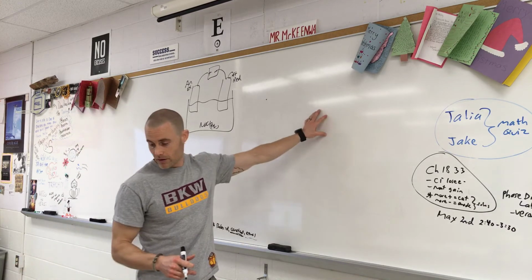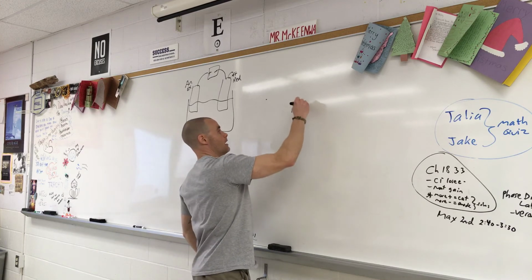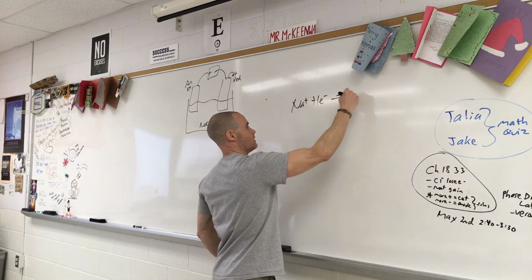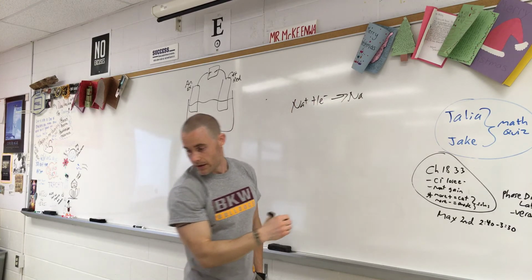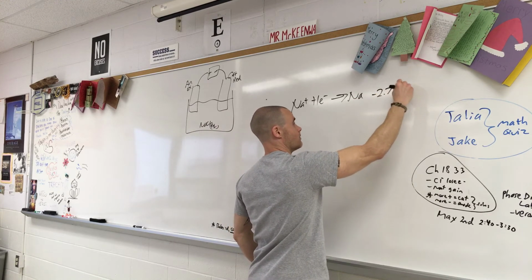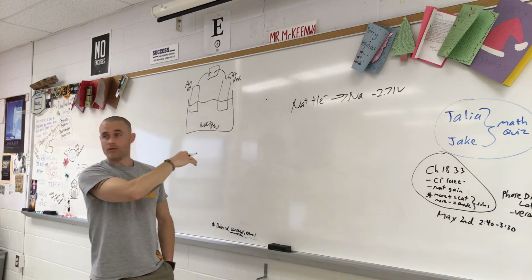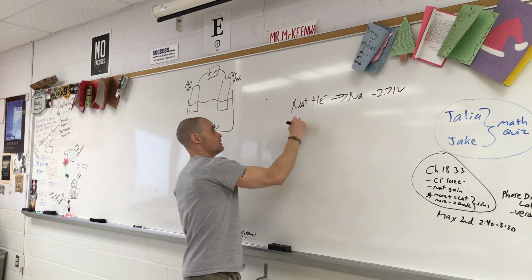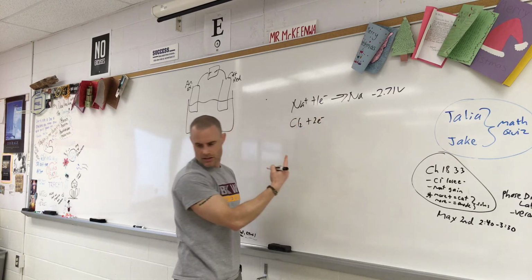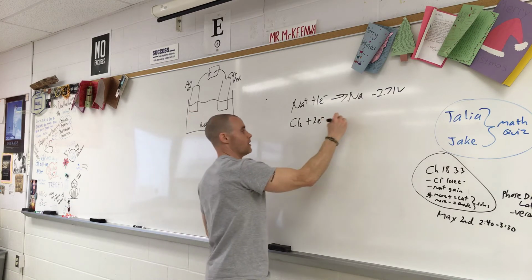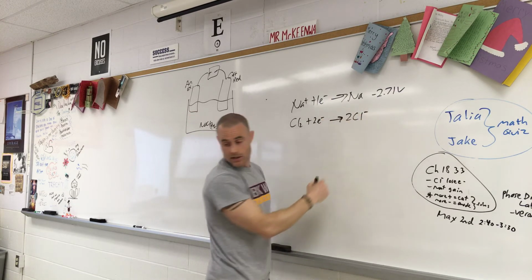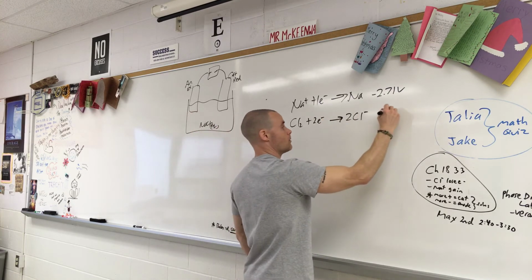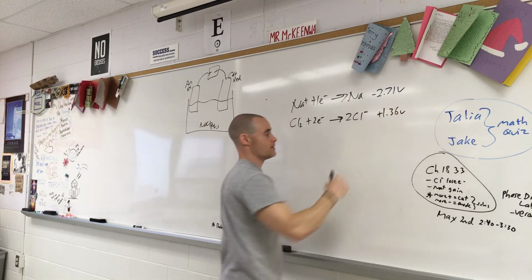I'll write them over here just to save time. Na plus 1 electron yields Na. That is negative. I want you to write these down though. So don't just take them from the board and do the problem. I want you to write them down. So there's your Na. Cl2 plus 2 electrons yields 2Cl minus, that's 1.36 volts, and that's positive.